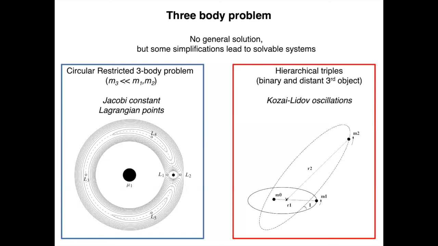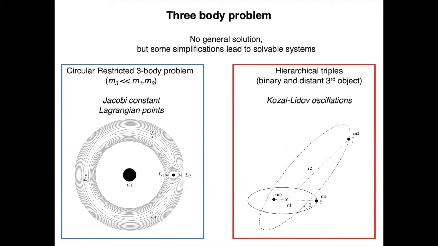Hi students. We had thought long and deep about the two-body problem. Now let's add another one and have a look at a three-body problem. As you know, the three-body problem has no general solution, but there are some simplifications that one can do that lead to solvable systems. Some solvable systems are practical applications.